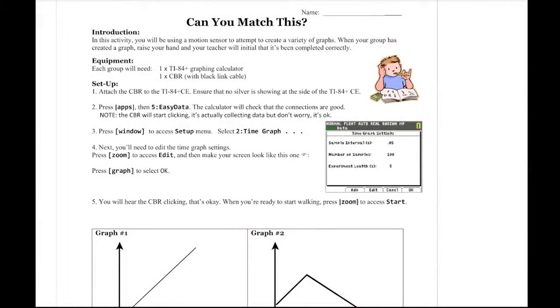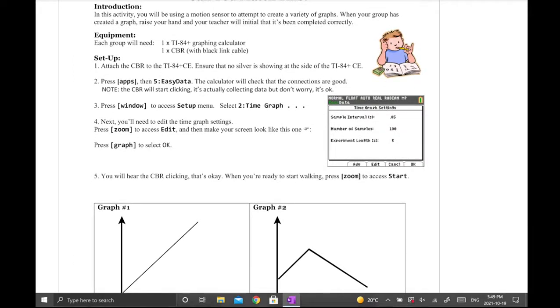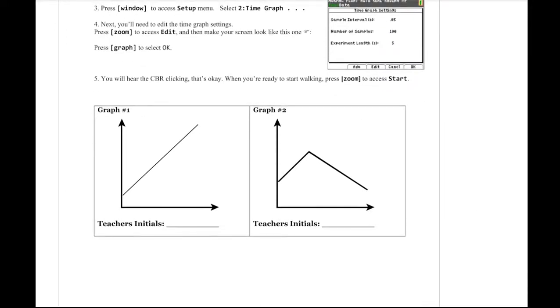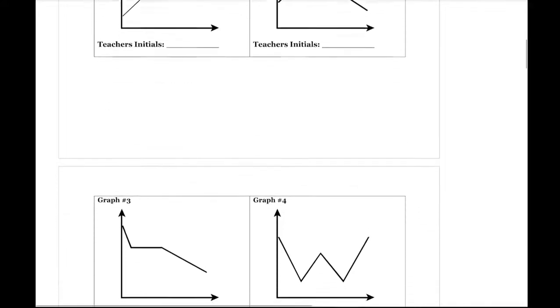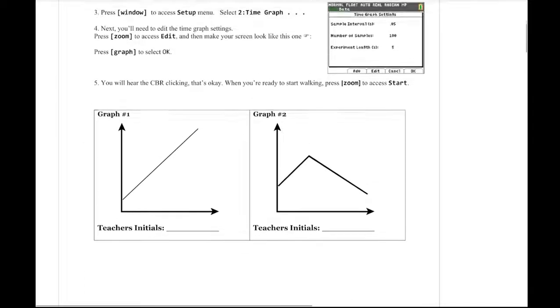In today's lesson, we're going to do a virtual demonstration or investigation of what you would be doing in class, looking at the CBR and how you can graph movement. Generally speaking, we would be using a CBR to track your movement, and you would be looking at how we can get an image like the ones we see here in graph 1, graph 2, 3, 4, and so on.